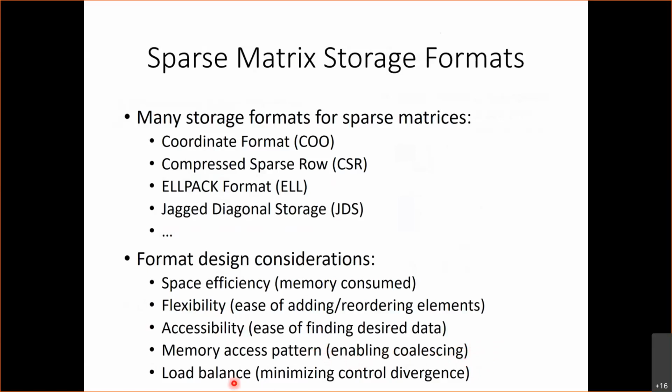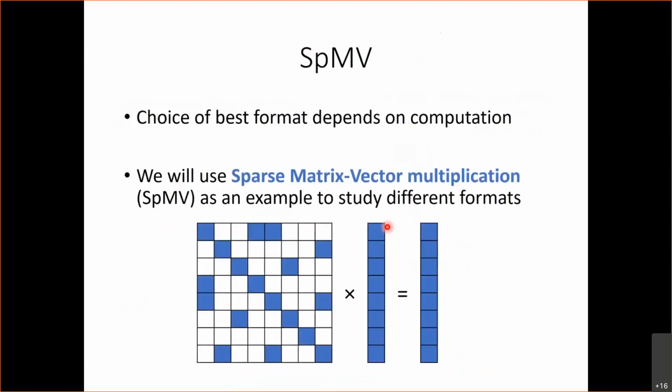And the other is load balance. Do they help with load balance, or in the context of GPUs, do they minimize control divergence? And again, this has to be looked at in the context of a particular computation, and we're looking at it in the context of SPMV. SPMV is where we take a sparse matrix and multiply it by a dense vector to obtain another dense vector. And this is the computation that has been guiding our study of the different sparse storage formats in the last lecture and also today's lecture.